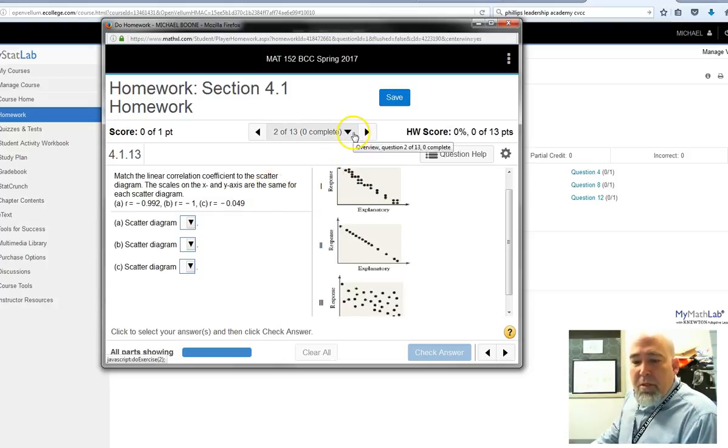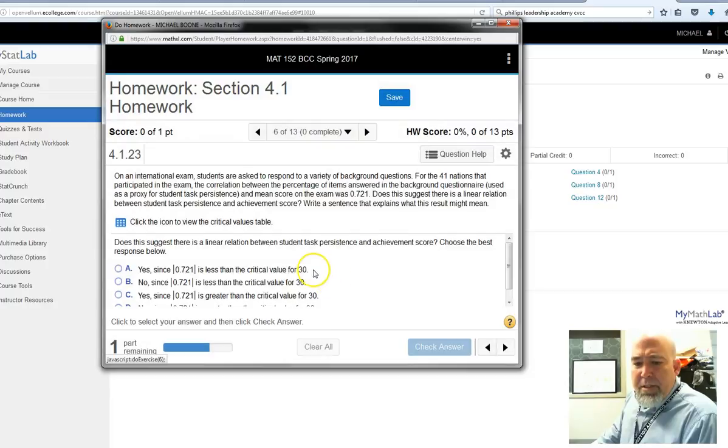Another one I wanted to look at was number 6. In number 6, they're having you look at the table. They find the correlation between a couple of values, in this case the background questionnaire and mean score. They're comparing these two things, and they get a .721, which is kind of close to 1, but again, how close to 1 is good enough? We know that 41 nations participated in the exam, so that is going to be our sample size.